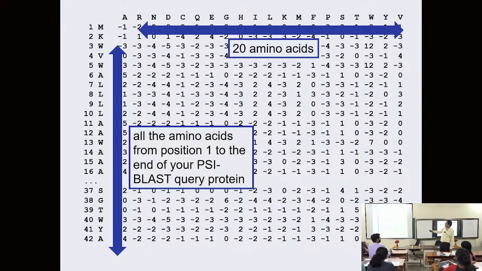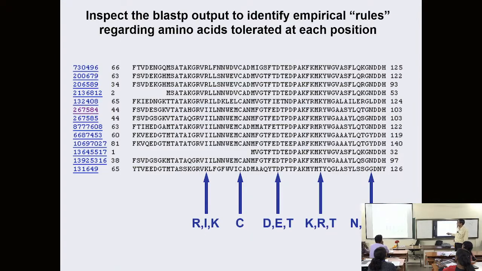On the top are 20 amino acids. There are a total of 20 amino acids, shown at the top. And now you are going to consider each position. So for example, if you consider this position, then you would want to compute the score for this position.